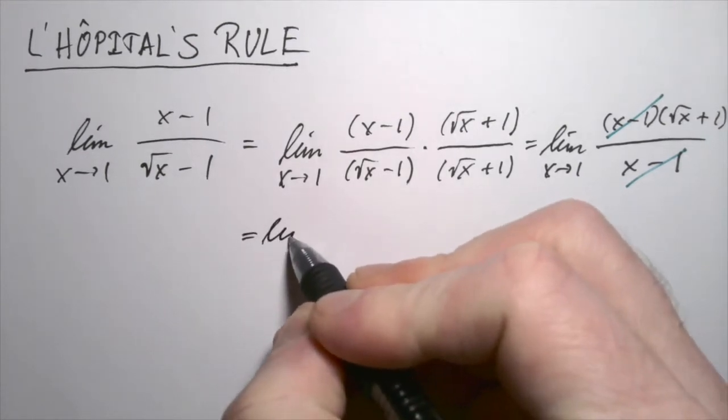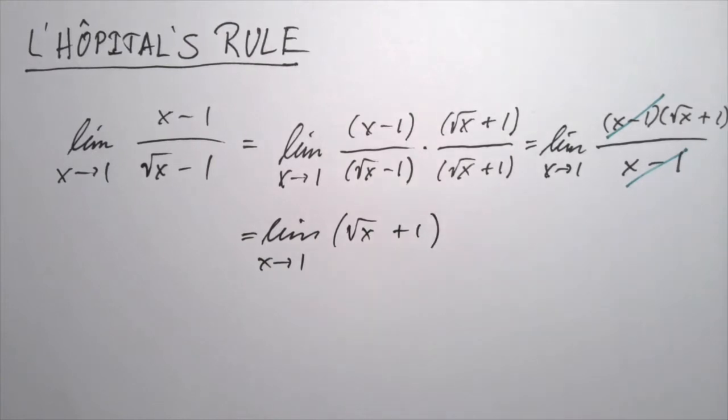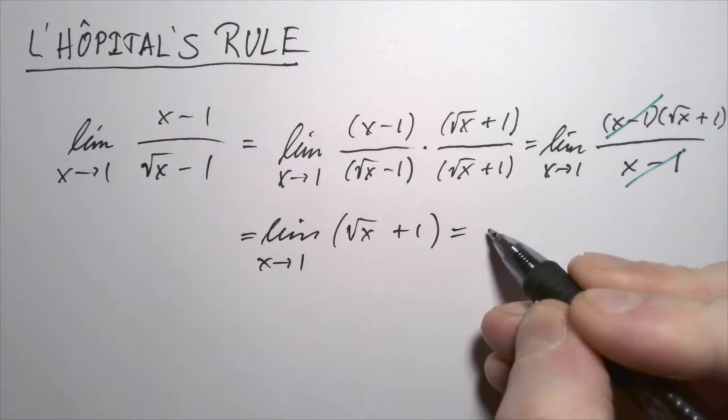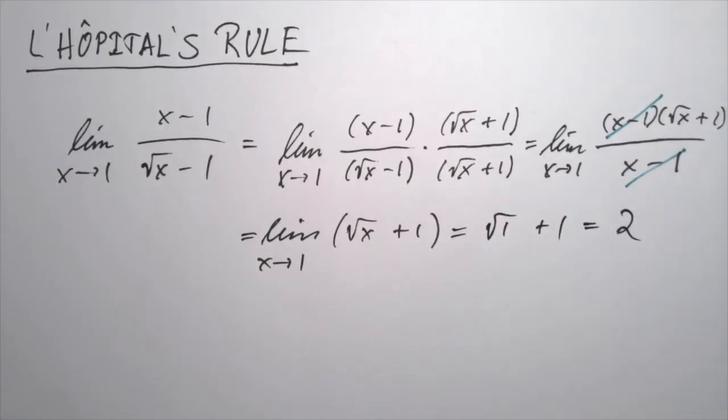And then we're just left with the limit of square root of x plus 1. Now that's great. This is a continuous function. We can just evaluate the limit at 1, and we get square root of 1 plus 1. That's 2. Okay, so we're going to see a different way of approaching this computation.